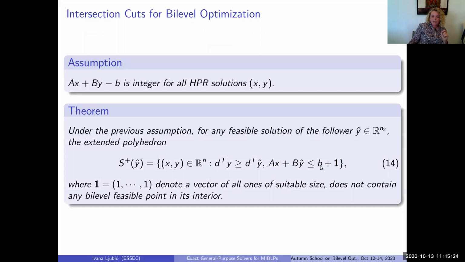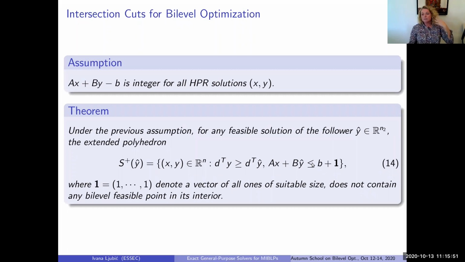Okay? So now we will work with this set and we will say the point y hat is a feasible solution of the follower for a given x, for example. Now I can define this polyhedron. I have the current solution of the linear program and this polyhedron, so I can derive the cut and get rid of this point. This is one possible way to derive intersection cuts.